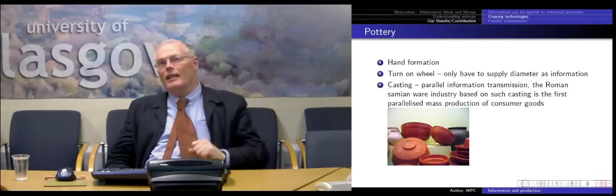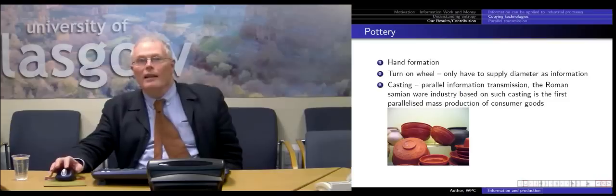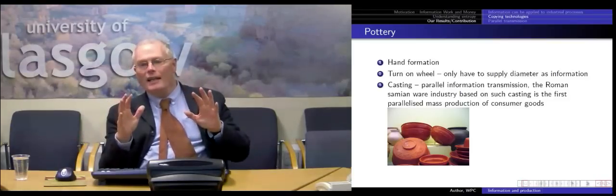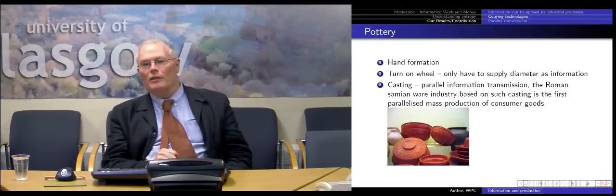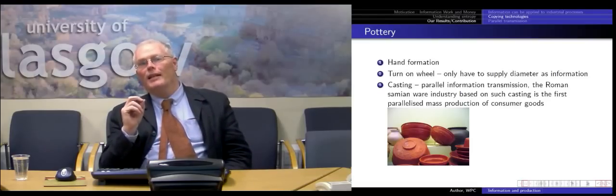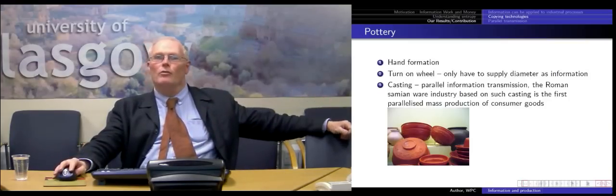And the first mass production industry actually dates from about the 2nd century AD and is the Roman Samian ware industry, which is the first mass production of consumer goods using parallelized processes. And that is done by casting. By casting, they're able to transmit the entire information content of the surface of the vessel in one operation. And having done that, they're able to provide much more detailed ware. This is Samian ware, and it was typically very decorated. And it could be so decorated because the casting mold contained the information that was going to be applied to it.